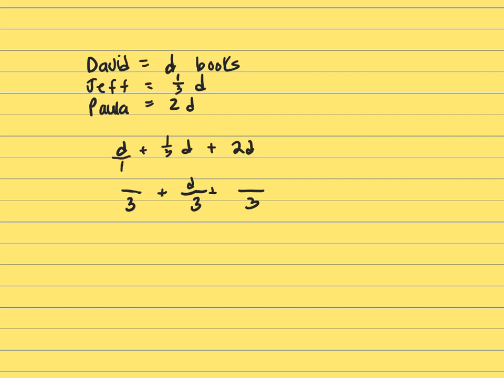So this is D over 1. I need to multiply the top and bottom by 3, so that gives me 3D over 3. And this 2D is over 1. I need to multiply top and bottom by 3, and that gives me 6D over 3. So add those D's together, and you get 6, 7, 8, 9, 10D over 3, or 10/3 D.